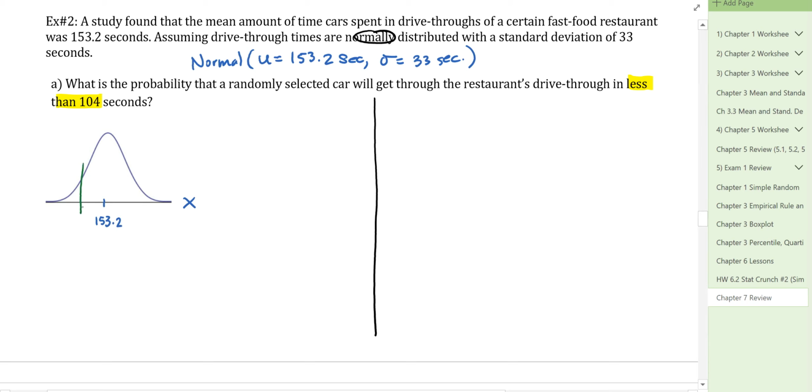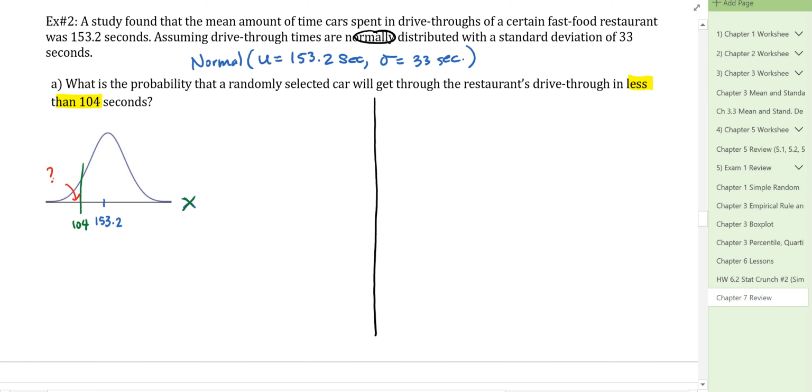So that's my 104. Again, remind yourself this is in x here; I haven't converted to z yet. Less than 104 means I want an area on the left. So I'm trying to find the probability of this region here.